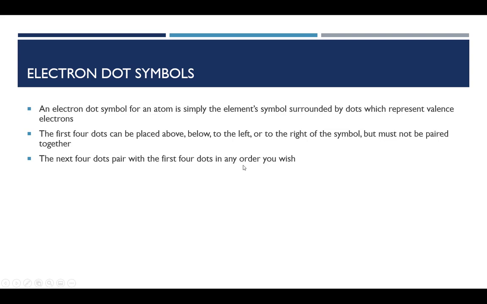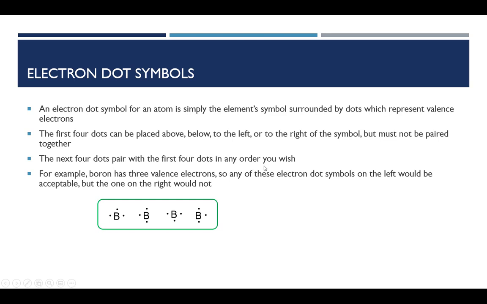For example, nitrogen has 5 valence electrons. So that means there will be at least 1 electron above, below, left, and right, and then you have to pair one of those electrons with one more for a total of 5 dots. Let's take an example of this. Let's say we have boron. Boron is in group 3A. That means it has 3 valence electrons.